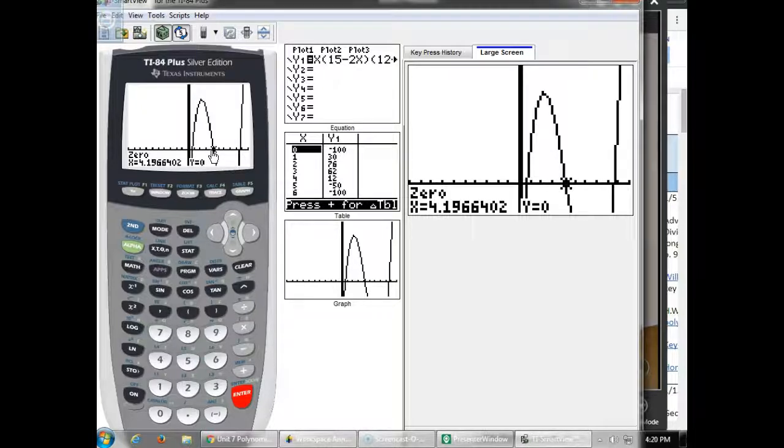Okay, so that probably makes sense. That's going to be an irrational one. So 4.20 is what we'll go with.